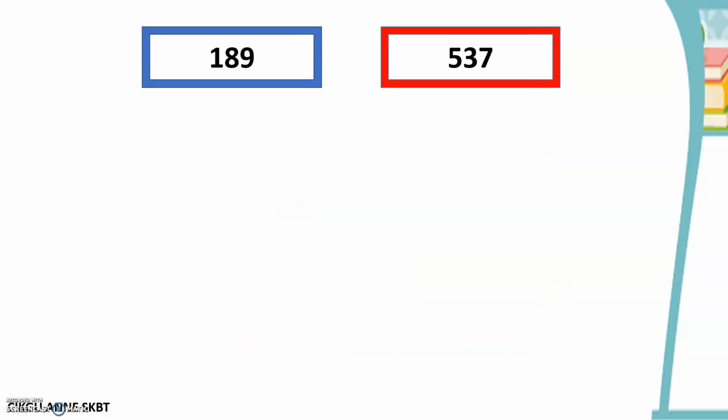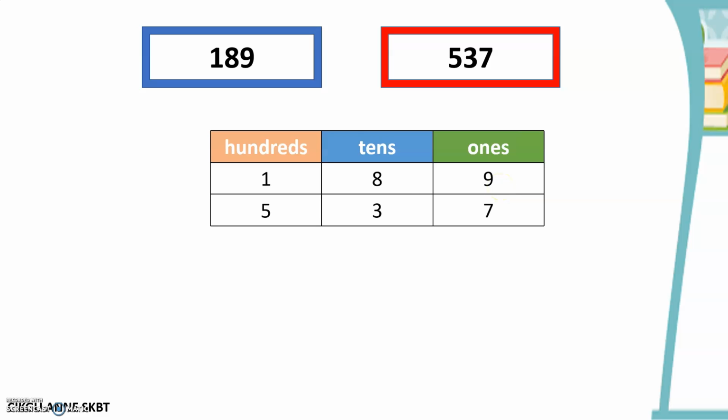Let's see another example here. Here are two numbers, 189, 537. We should compare these numbers. Whether 189 is smaller than 537 or larger. Let's see.